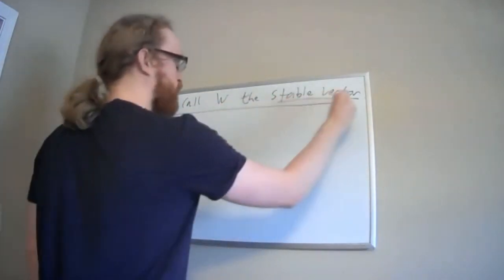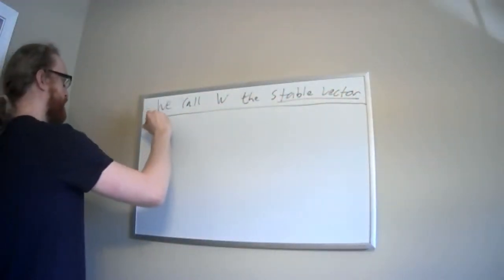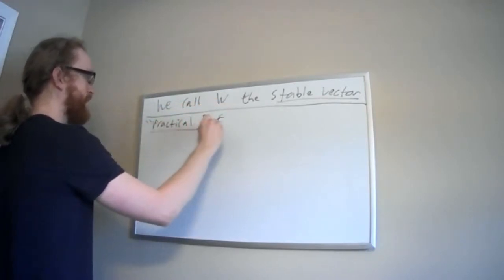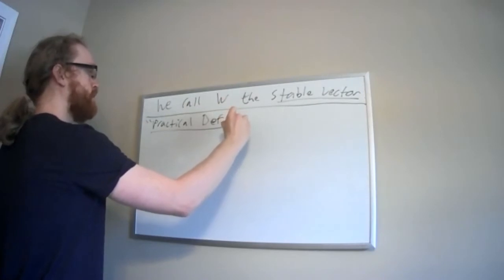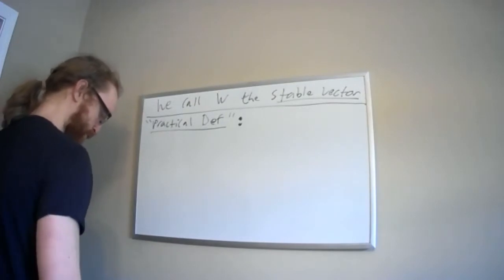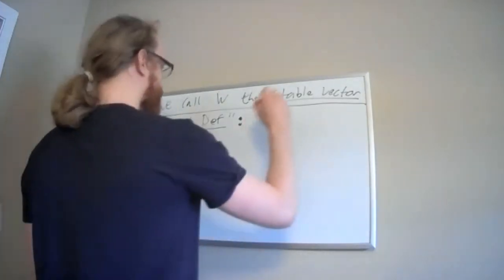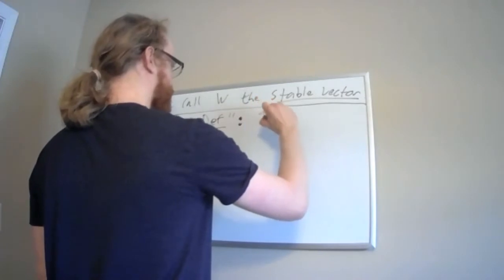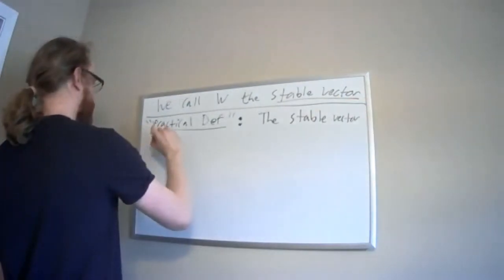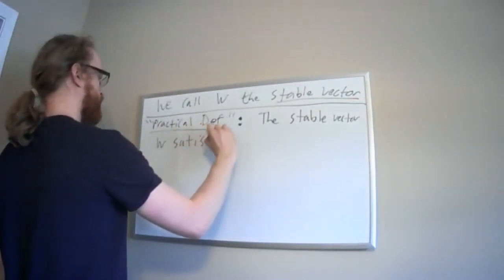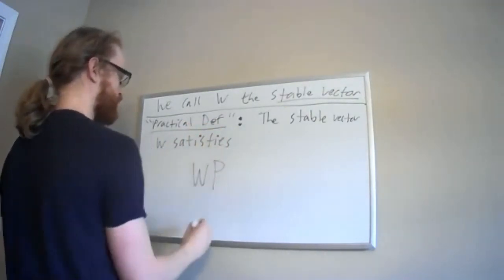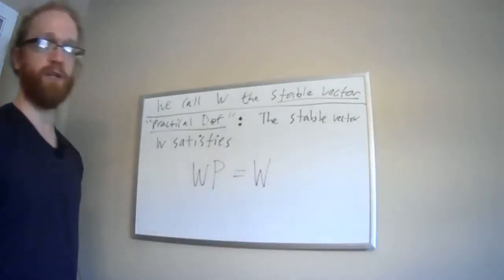Okay, let me give you a more practical definition now of the stable vector. And this is how we're going to actually be able to find the stable vector, because that's what we're going to be interested in doing, is finding the stable vector. Here's an equation that'll capture everything that we need. So the stable vector W satisfies the following equation. And it's a very simple equation. It just says that W times the transition matrix P is W again.